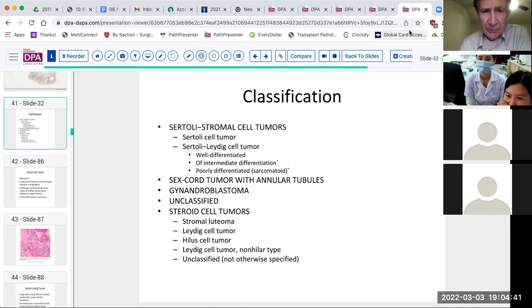So today we will talk a little bit about these other parts of sex cord stromal tumors that we did not cover last time. And if we have some extra time at the end, I will also talk about the adnexal Wolffian tumor.